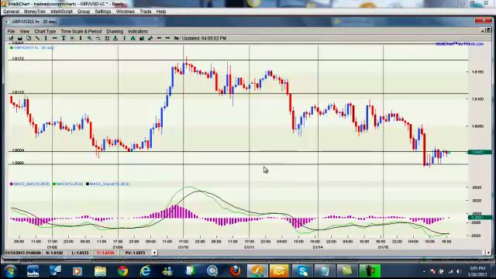But price is currently rejected off that 59.80. That would have been an excellent place to take a small trade. You put a 30 pip stop. You could have right there made a nice 30 pips, 20 pips. You could have put a tighter stop.